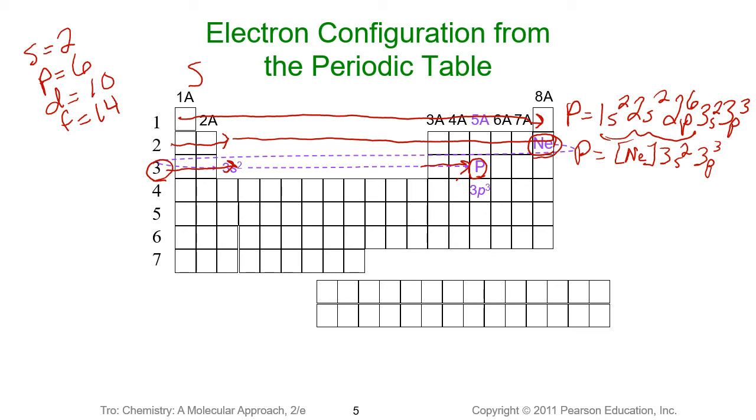Now, if we want to determine the number of valence electrons, we are looking at our highest energy level, which is the 3rd energy level, and adding up all the electrons in the 3rd energy level. So we would have a total of 5 valence electrons.